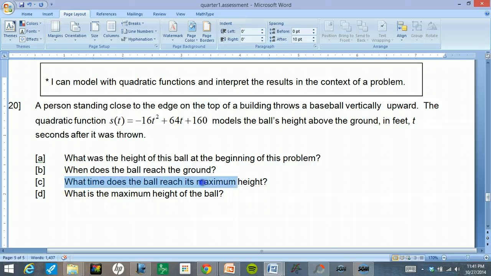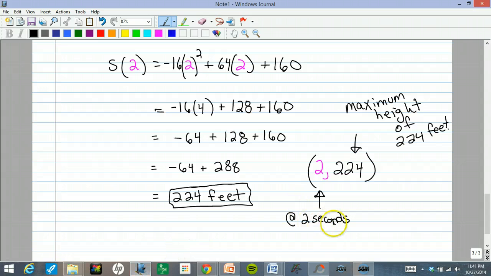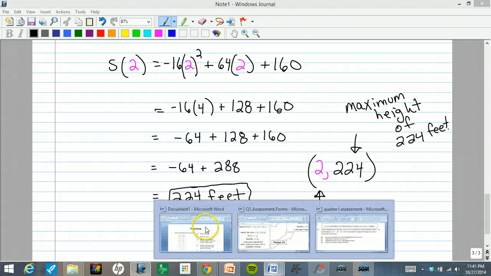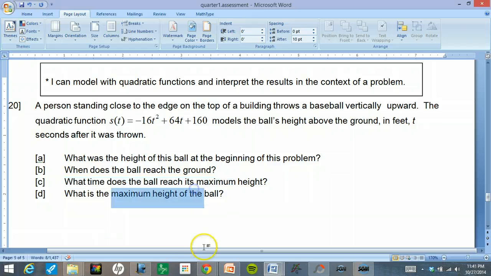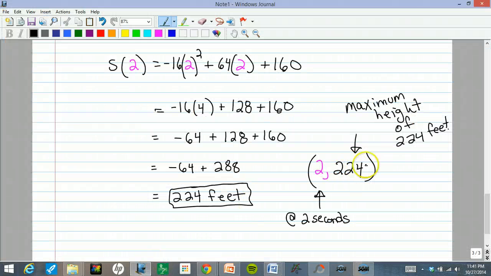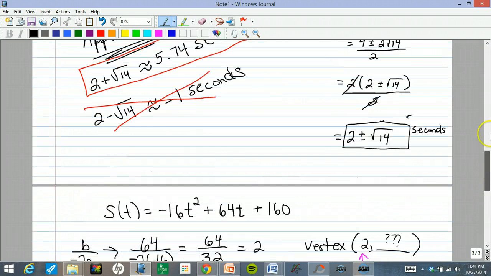What time does the ball reach its maximum height? Well, we just said that. At 2 seconds. And what is the maximum height of that ball? Well, I answered more than I needed to in this problem, because part C only asked me for the time, but I went through and found the height anyways. 224 feet is the maximum height the ball reaches.